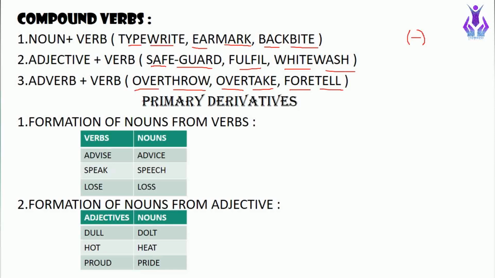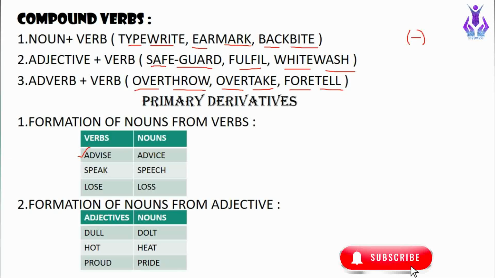Moving towards primary derivatives. Primary derivatives can be formed by joining different words. We can form primary derivatives from verbs and from adjectives. We will go through them in detail, and I'll tell you how these primary derivatives are formed. So, formation of nouns from verbs. We can form a noun from a given verb. Here we can see three examples. Advise is our verb.